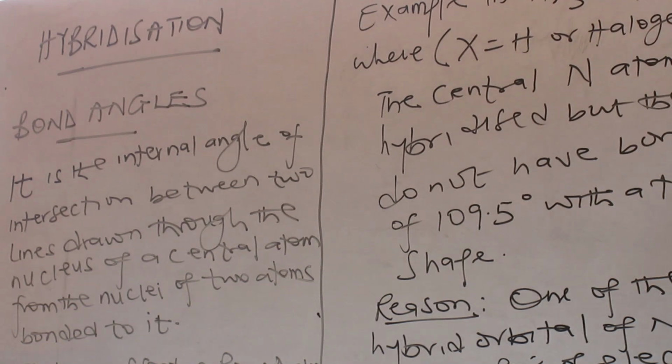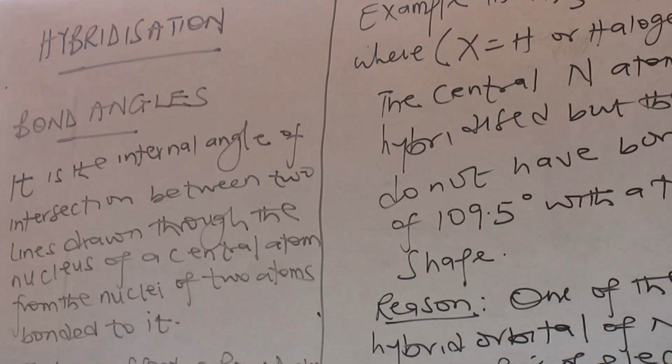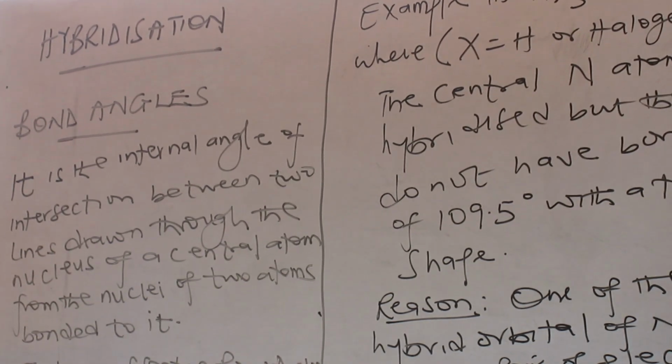Okay, so we are still on hybridization, the concept of hybridization. Let's look at bond angles. So what is a bond angle? We are told it is the internal angle of intersection between two lines drawn through the nucleus of a central atom from the nuclei, that's plural of nucleus, of two atoms bonded to it, right?